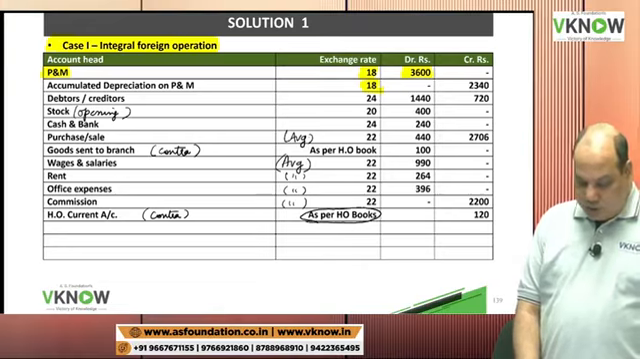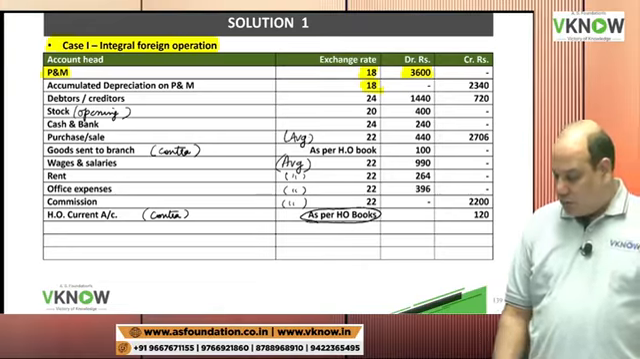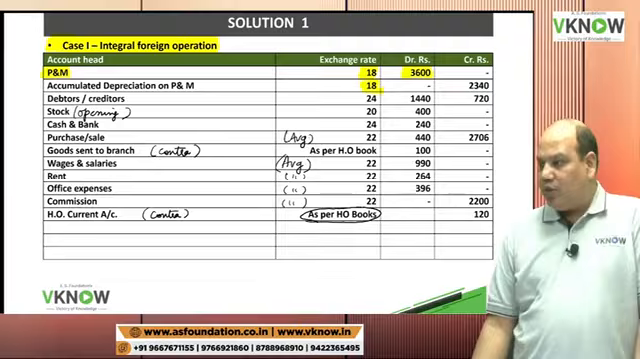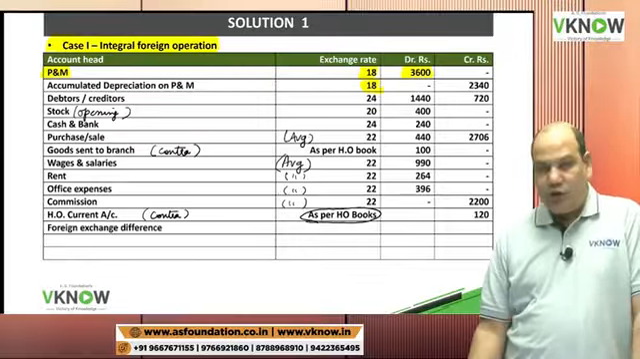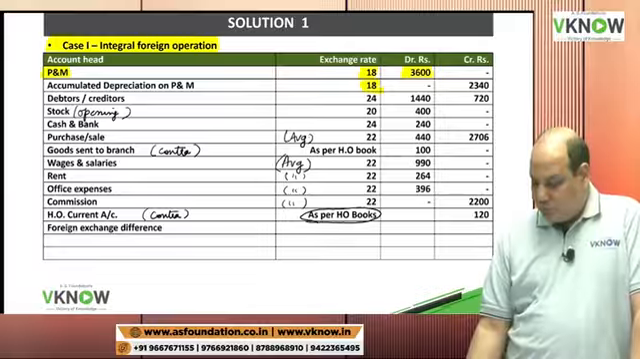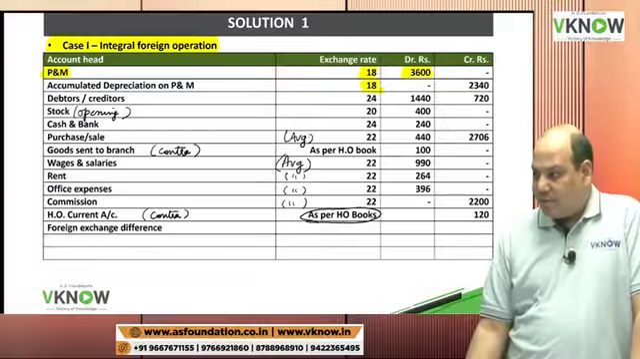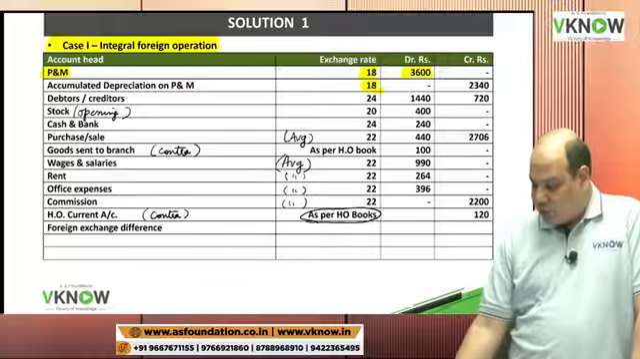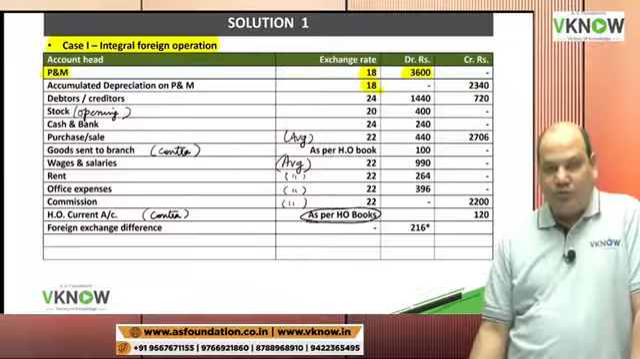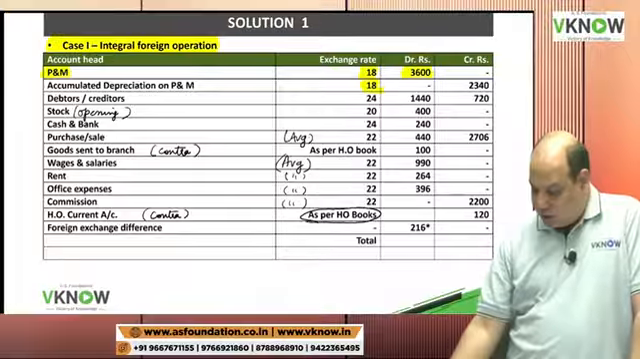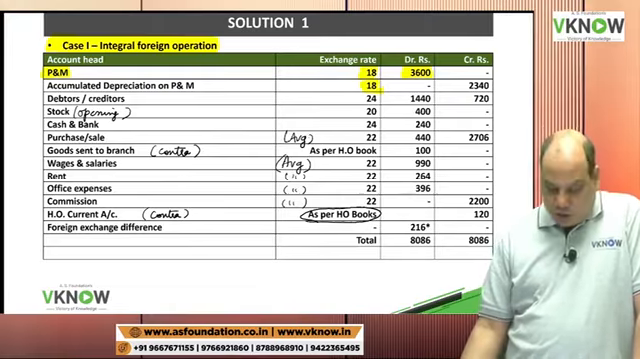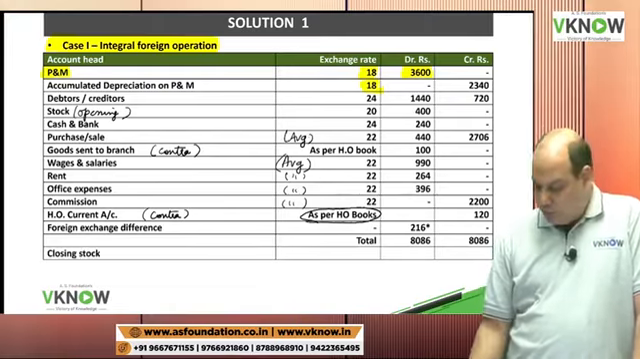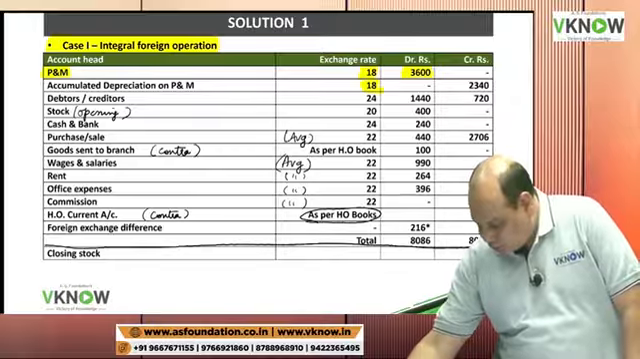There is some exchange difference on the debit column. In order to tally, I have to put a number on the debit column, then only it will tally. So please answer, how much is the foreign exchange difference? The difference on the debit side is 216. And now if you take the total, Sanket is right, the total is 8086. So you can draw one line here to close the trial balance.